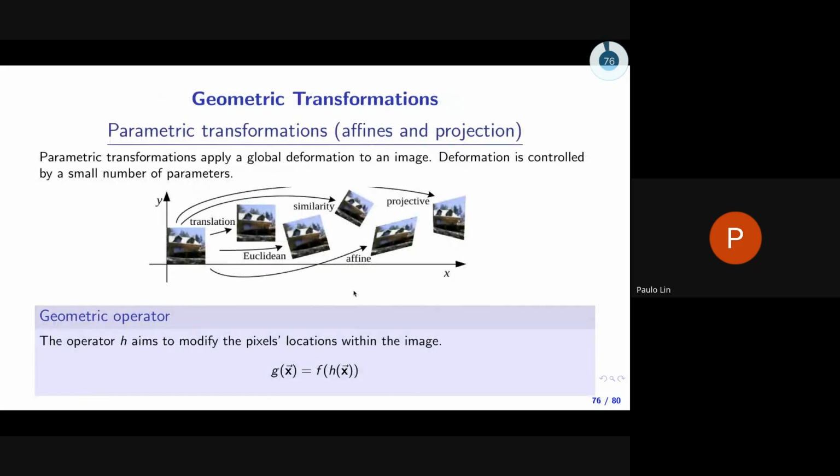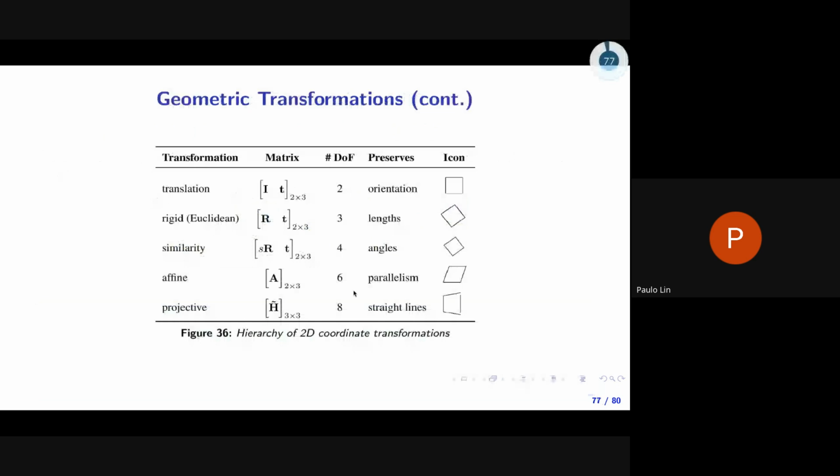Okay, so in this transformation, the deformation, as I said, is controlled by just a small number of parameters and is applied in the same way to all the pixels in the image. For instance, for translation, we only have, sorry, two parameters. For the rigid, which comprises rotation and translation, we have three parameters. Similarity, we have four parameters. For affine, we have six. Projective, we have 8 parameters.